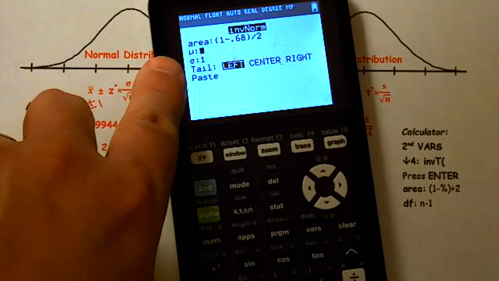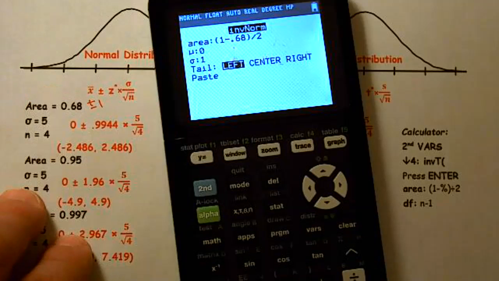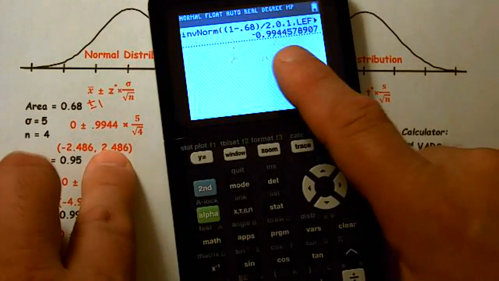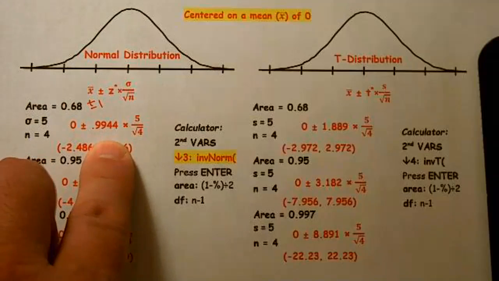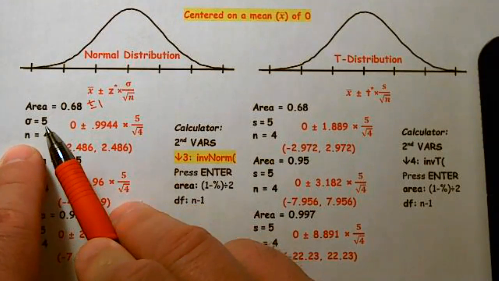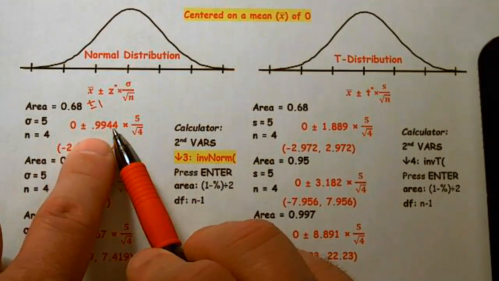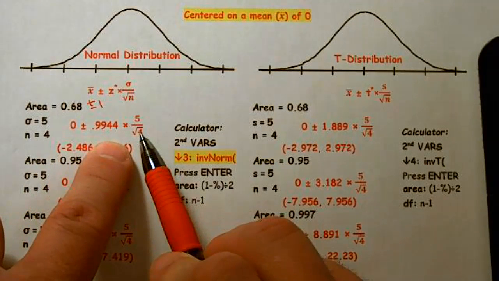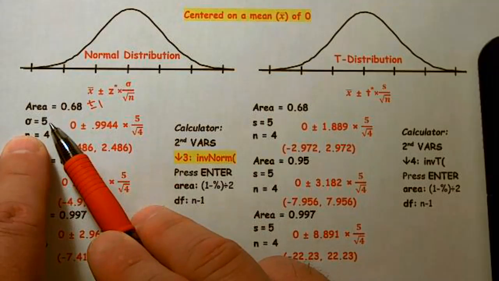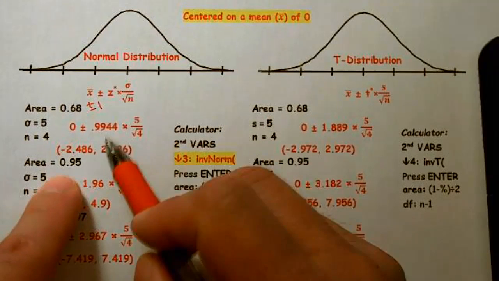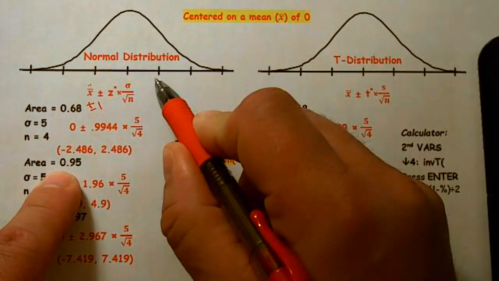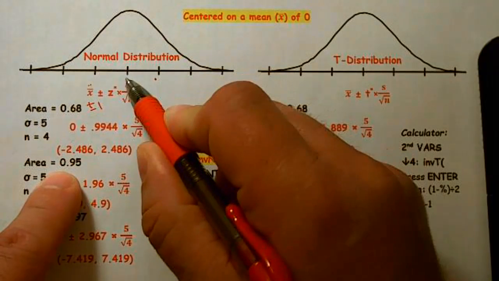For all z-scores, when we're working with a z-score, it's 0 and 1, and we calculate, and we end up getting 0.9944. Now, if we happen to have a standard deviation of 5, it ends up being 0.994 times 5 divided by the square root of 4, because we have a sample of size 5. So basically that tells you right here would be negative 2.486. This would be 2.486. And this would be centered about 0 in this case.